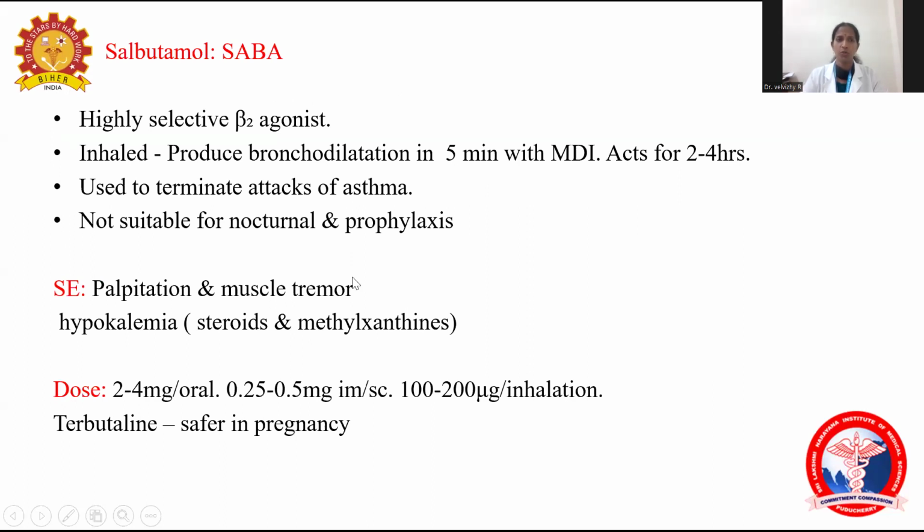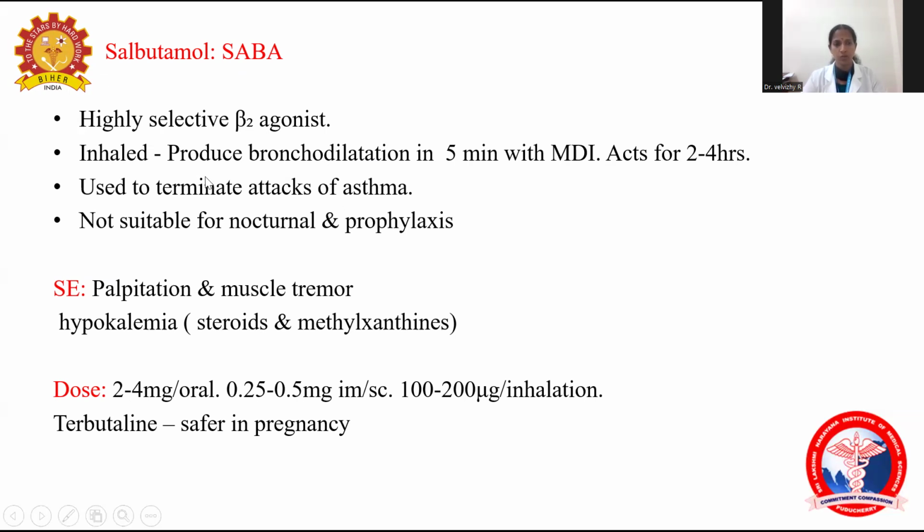In this group, the most common drug, as I told, is salbutamol. This is a highly selective beta 2 agonist. It can be used by the inhalational route itself. Within 5 minutes, it produces better relief. But it is not suitable for nocturnal asthma and prophylaxis because it is short acting. It is mainly reserved for acute attacks of asthma, not for prophylaxis.